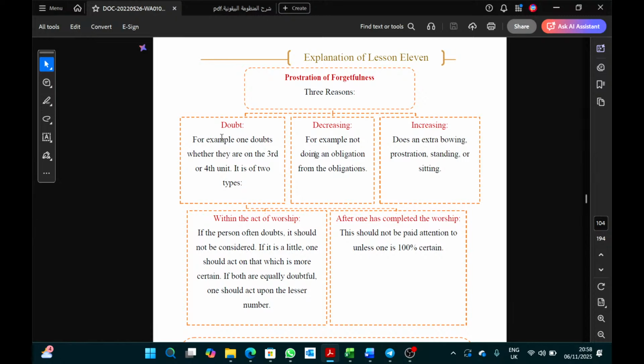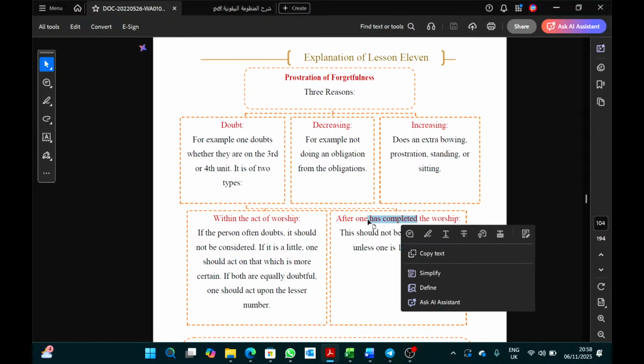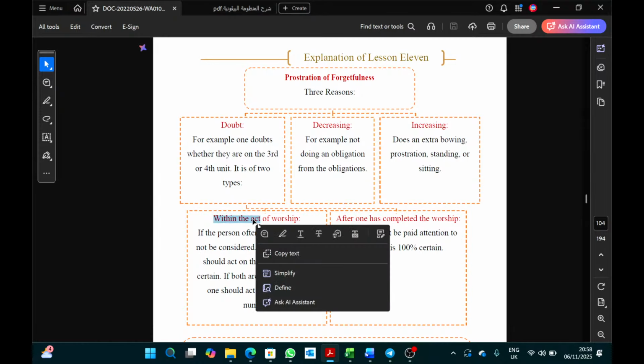The third reason is a doubt. I.e., am I on my 3rd raka'ah or am I on my 4th? For example. If you have a doubt, what's the principle? No, before sujood sahu, before. Al-yaqeen la yuzalu bil shak. Certainty is not moved by doubt. We'll get to the after one, but we're talking about doubt within the salah.